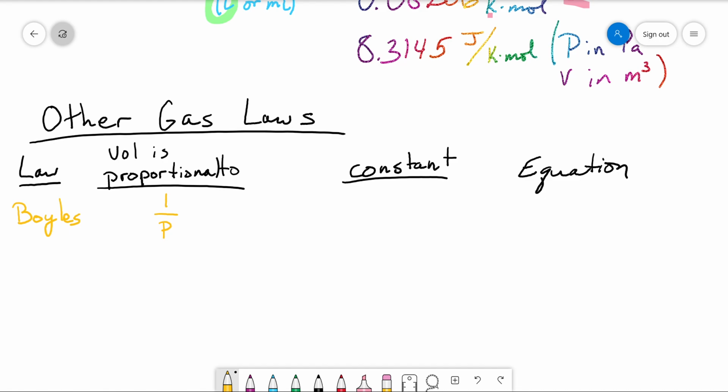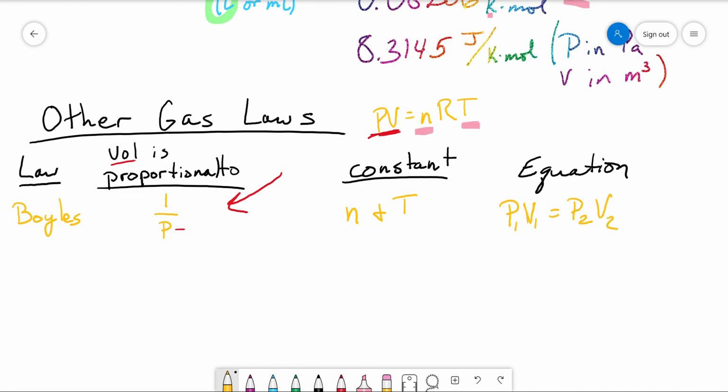Okay, what is constant? And when I say what's constant, if we look at PV equals nRT, over here, we've talked about volume and pressure. Volume and pressure. Everything else is constant. So what's constant in PV equals nRT? I'm sorry, in Boyle's law? N and T. R is always constant, so we don't worry about it. So N and T are constant. And then the equation relates pressure to volume. So P1 V1 is equal to P2 V2. There's the equation.